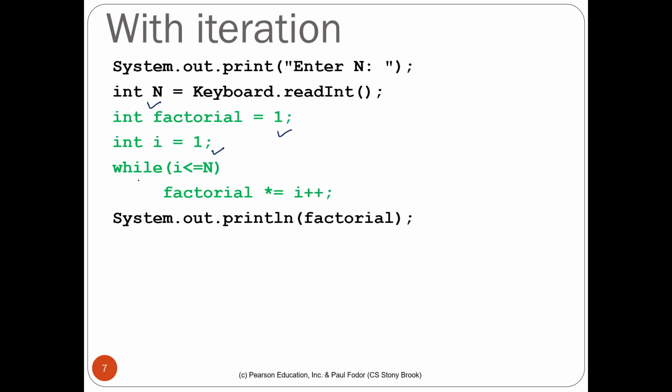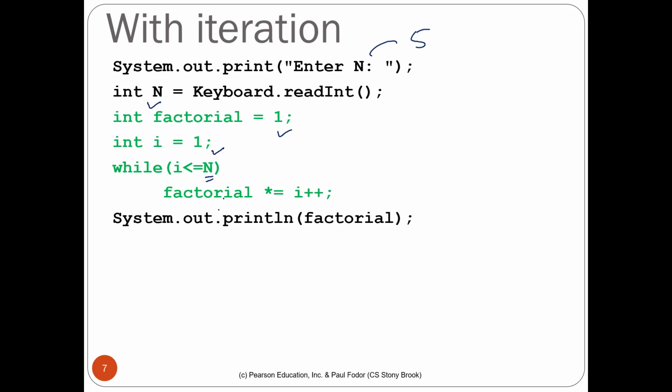Okay, so now as long as i is less than or equal to n, the number for which you are computing the factorial, we can take that as 5, the way we took in the previous slide. So while, which means as long as your condition is true, as long as i is less than or equal to n, we will keep updating factorial.